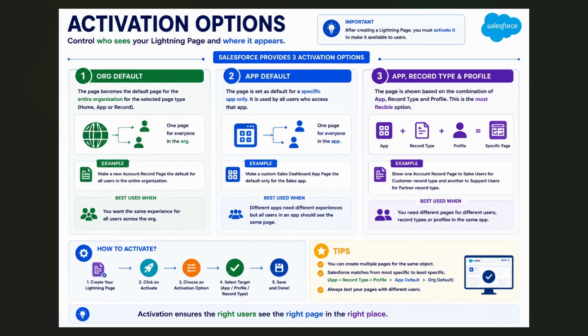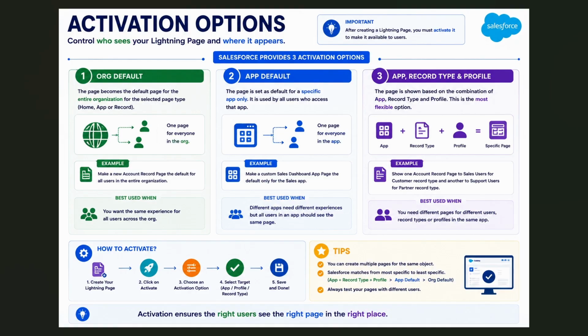The first option is org default. The page becomes the default page for the entire organization. If you choose the app default, the page is used only inside a specific app. And there is an option of app, record type, and profile. This is the most flexible option. You can assign different Lightning pages based on app, or maybe record type, or maybe on the basis of a profile. This allows different users to have a completely different experience for the same object.